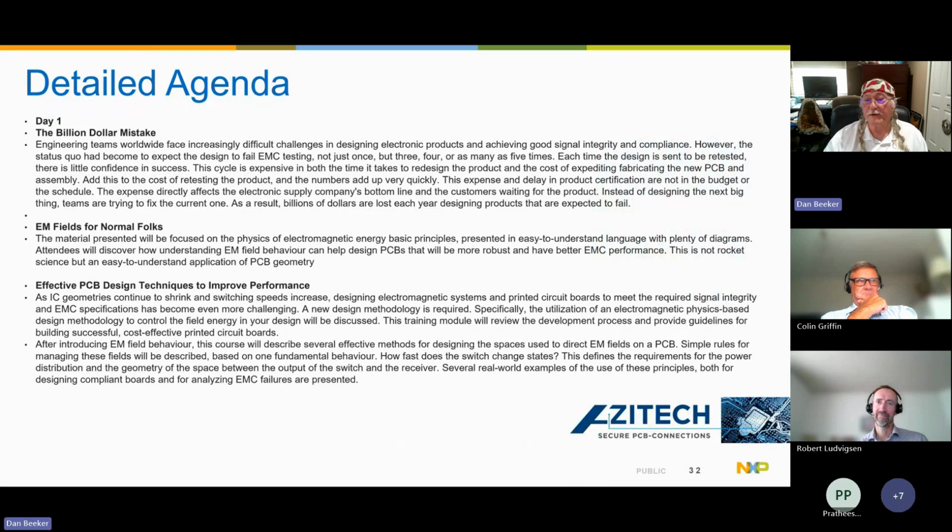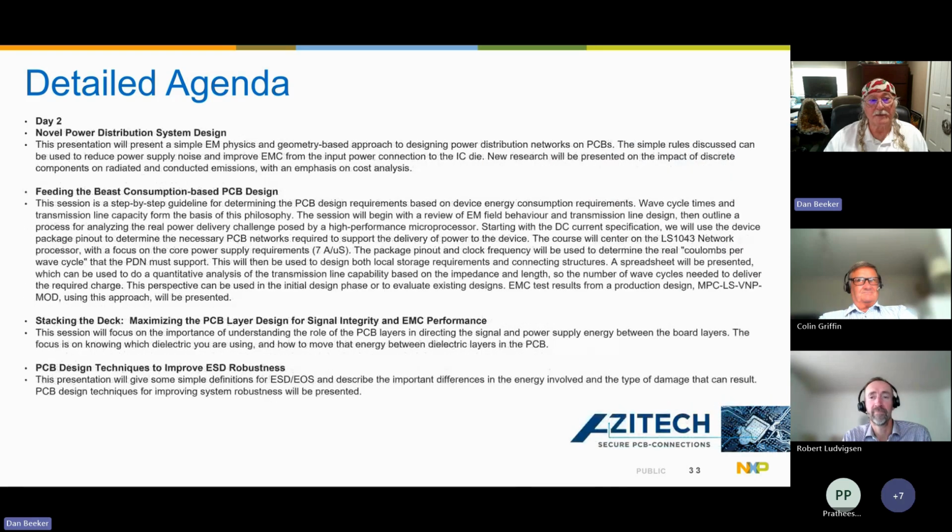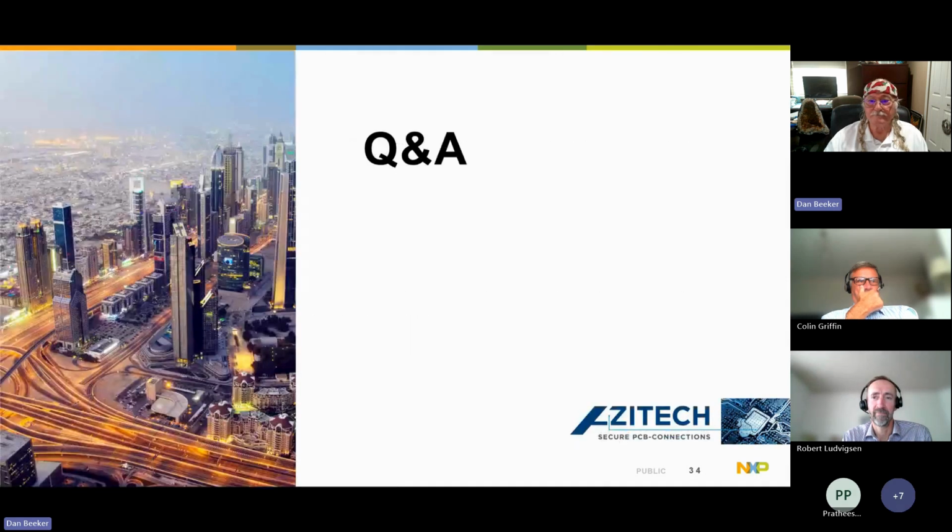So this is a quick list of the agenda that we're going to go through. I'm not going to go through these details, but these are the subjects in the order in which I'm going to try to teach it. I'm going to do some things that are pretty crazy about a high performance network processor, how I approached that design and the philosophy that I used, and then end it with some classes on PCB board stack up and ESD. So with that, I'll turn it over to the team at Azitech.